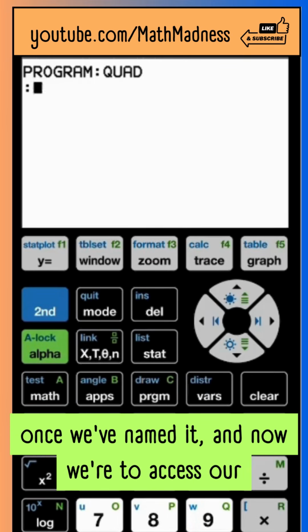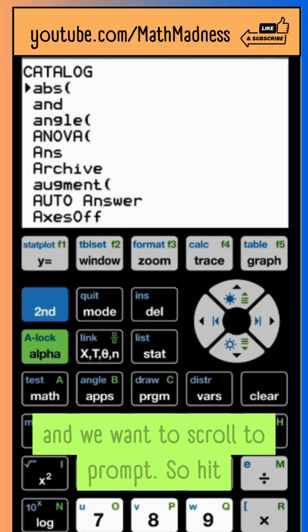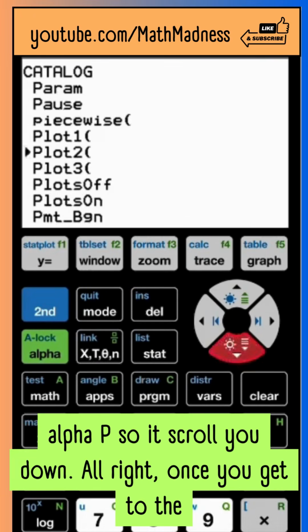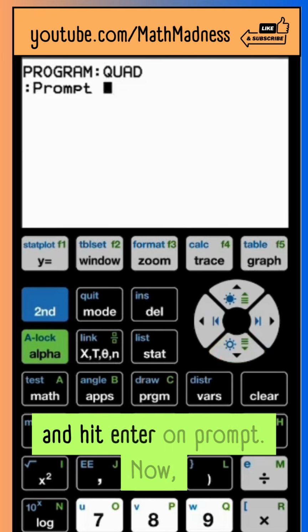And now we're going to access our catalog. So hit second 0 to access the catalog. And we want to scroll to prompt. So hit alpha P so it can scroll you down. All right, once you get to the P's, scroll down until you see prompt and hit enter on prompt.